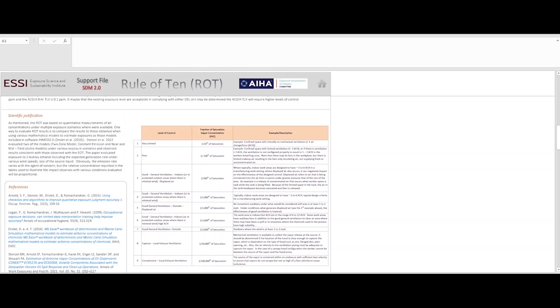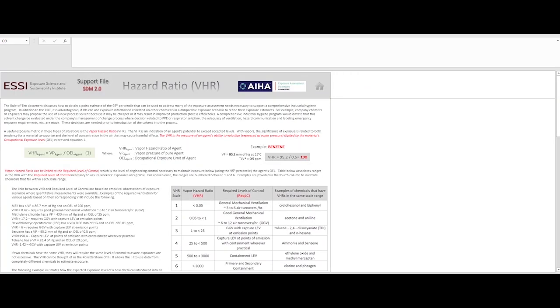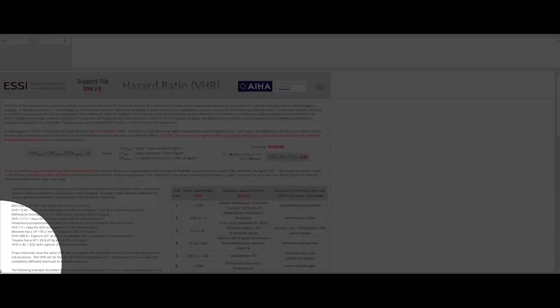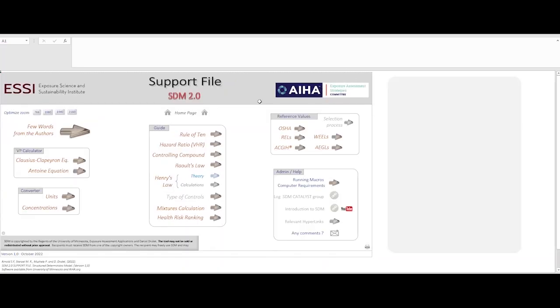More information can also be found in the AIHA publication, A Strategy for Assessing and Managing Occupational Exposures, 4th edition, referenced on the home page of the tool. Similarly, the vapor hazard ratio, another major algorithm included in Checklist 1 and introduced in the SDM 2.0 module, is summarized here. Like the Rule of 10 page, examples are provided to further demonstrate how this algorithm can be used in real-world scenarios. Its application is further described on the controlling compound page.